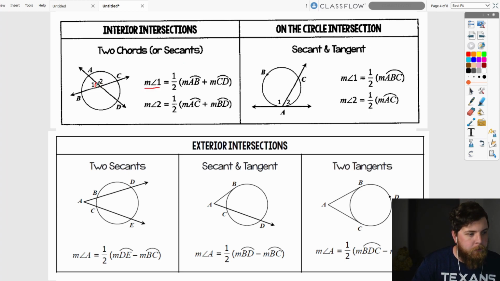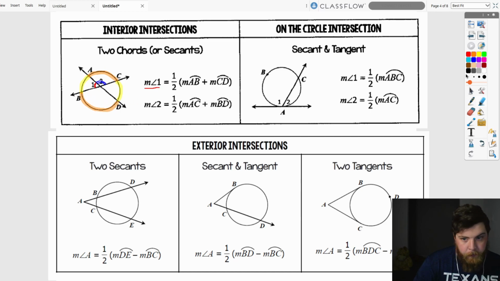is going to be half of the inscribed arc plus the opposite arc when you add those together. So half of that. And then the same thing for measure of angle 2, right? So you're going to add the arc length that is just on the outside of that, and then what's opposite of its vertical angle as well.